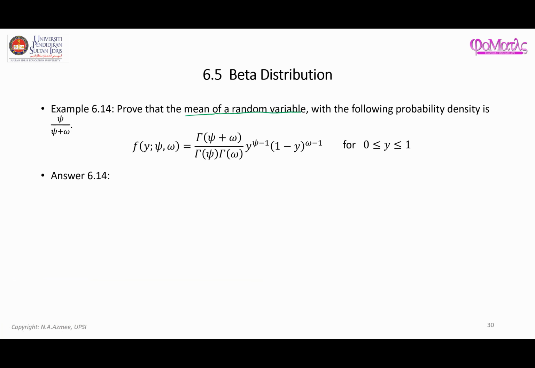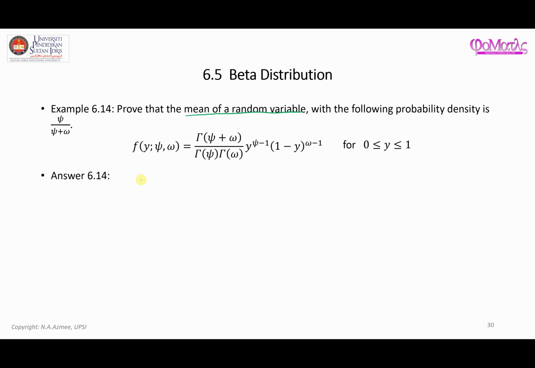In this video, we're going to look at how you can prove that the mean of a random variable with the following probability density here is given by this term. You can see at one glance that this doesn't look anything familiar to you, but that is because the probability density here uses different Greek alphabets. It is actually similar to what you have seen in the previous video when you talk about the probability density function for beta random variable.